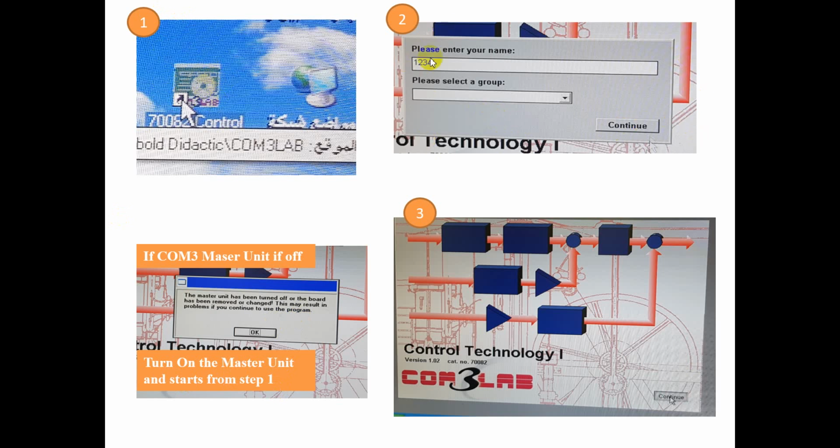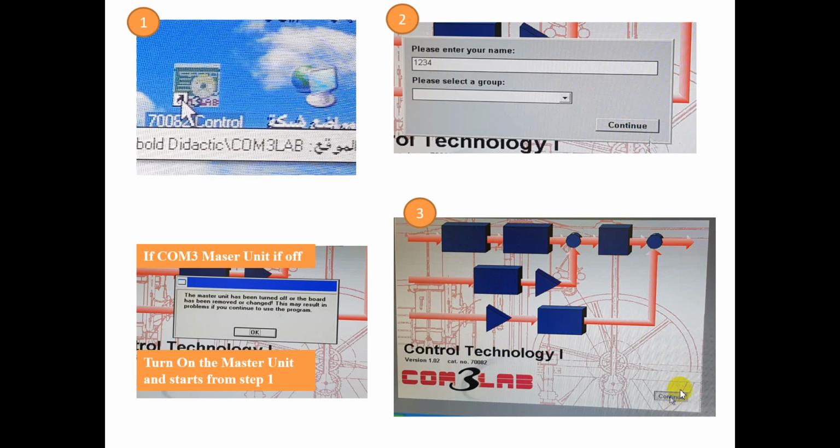Okay, so if your master unit is on and you double click on this icon, the next step is you are going to get a window like this. So it's up to you, you can enter any name here. Just for example we have given 1 2 3 4 and just press continue here. It doesn't matter what you write. When you press enter, you will come up to this screen.